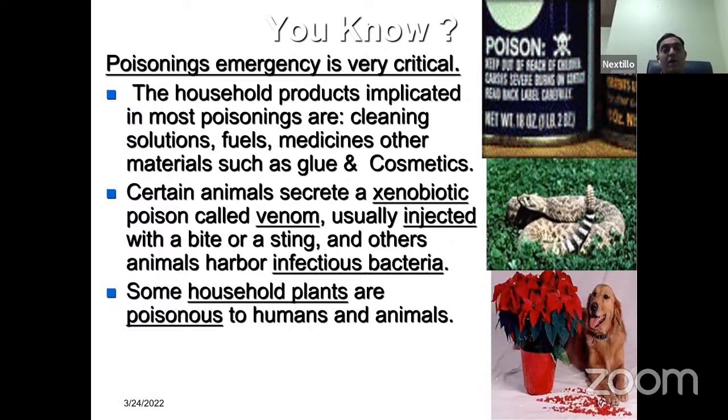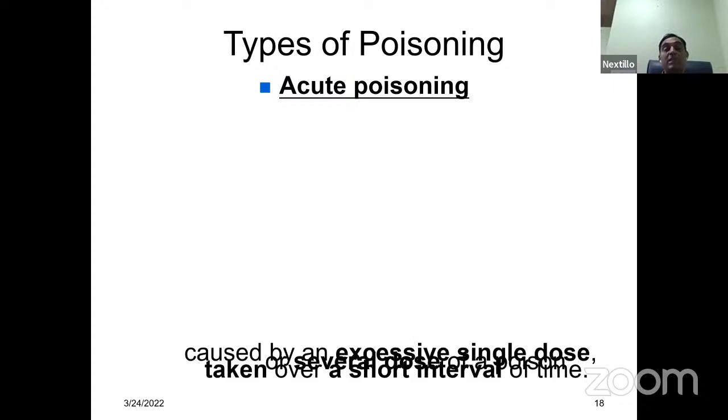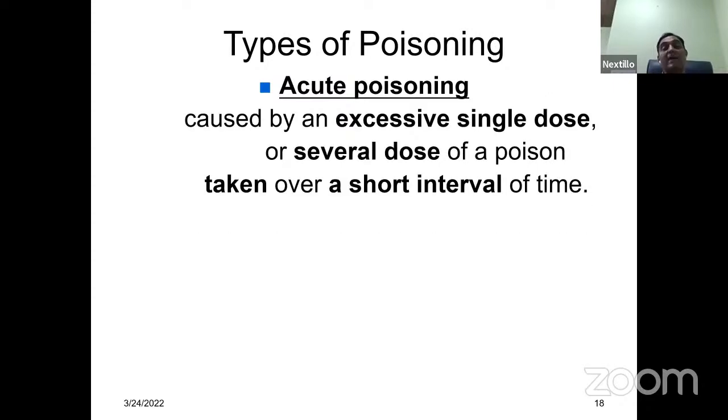Okay, so I'm going ahead. Some of the household plants are very poisonous, and that can also be very important. Out of those household plants, now we will look at the types of poison. There are two types of poisoning: one is acute and one is chronic. Acute is caused by an excessive single dose or several doses of a poison taken over a short interval of time. That is an acute poison.